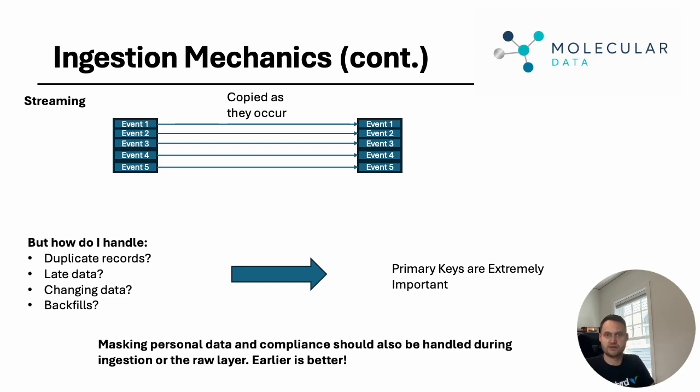Another ingestion pattern to be aware of is streaming data, where individual events are copied into the target as they become available in real time. Why doesn't everyone just do this? Because it's difficult and it's expensive. But if this is what you're doing, it's important for the AI to know.